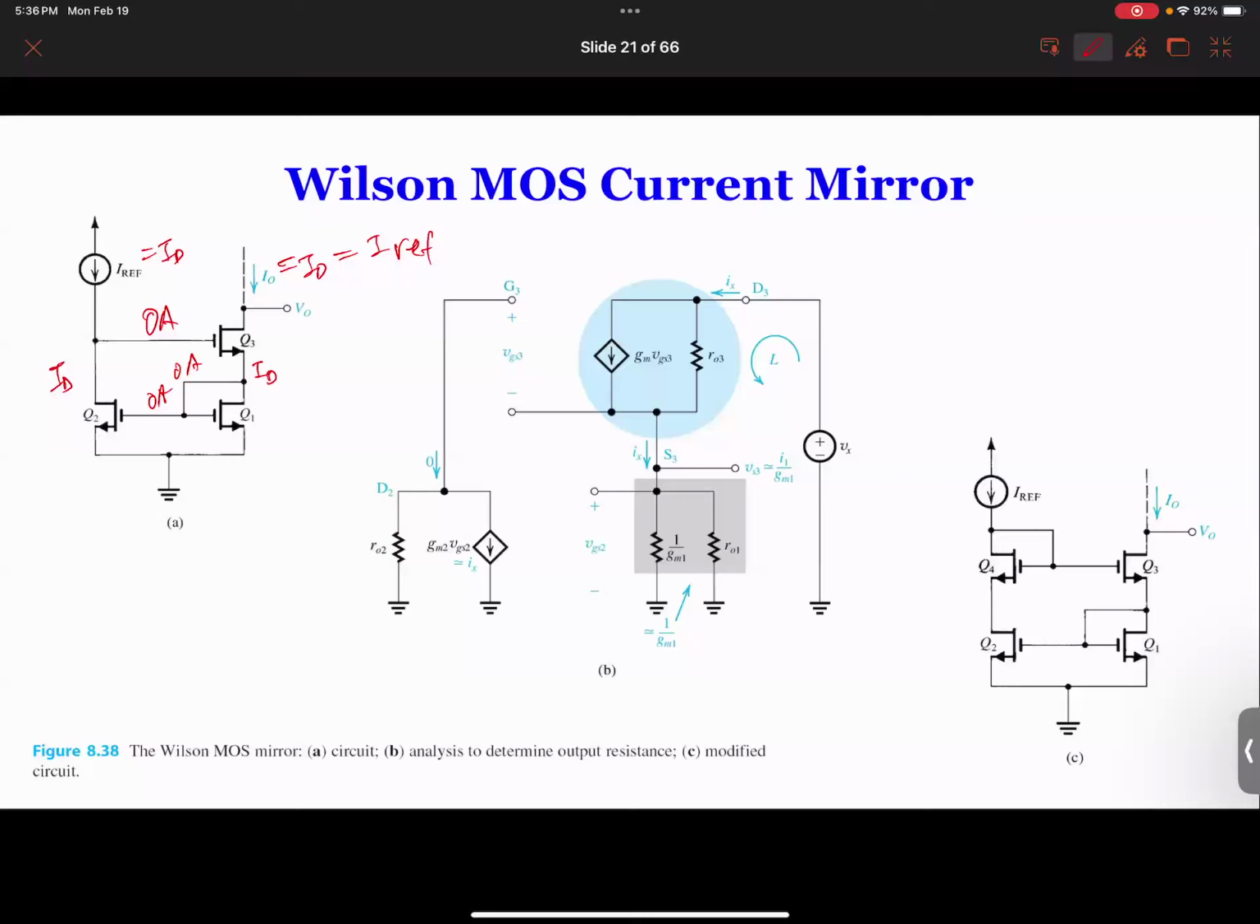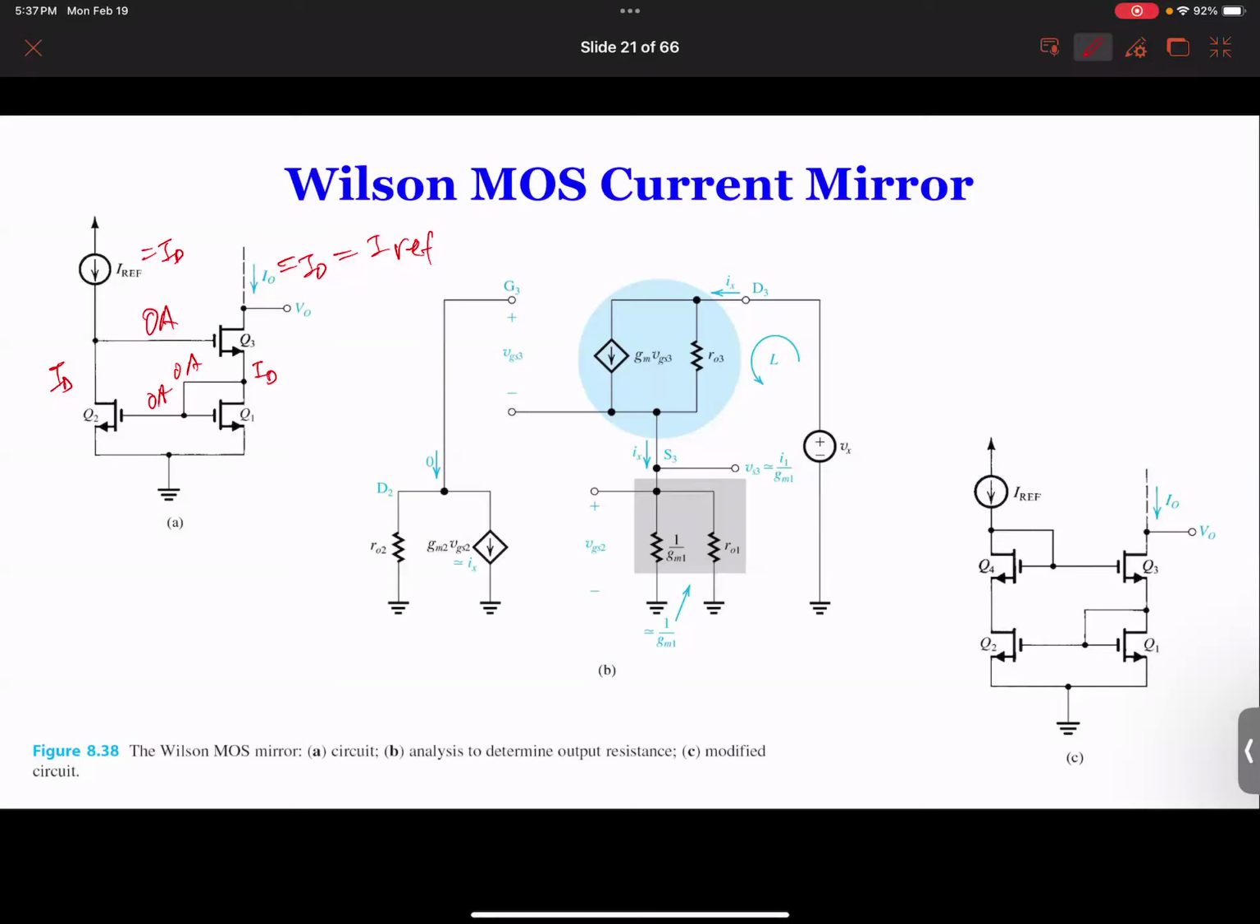In order to find out the resistance, we do the same thing. So we draw the small signal equivalent circuit. So here you start by drawing Q1, and then you draw Q2, then you draw Q3. The good thing about it here is that the gate has no current, so it's an open circuit. So it becomes a little bit easier to do it.